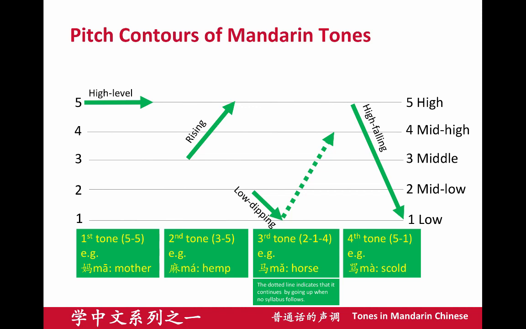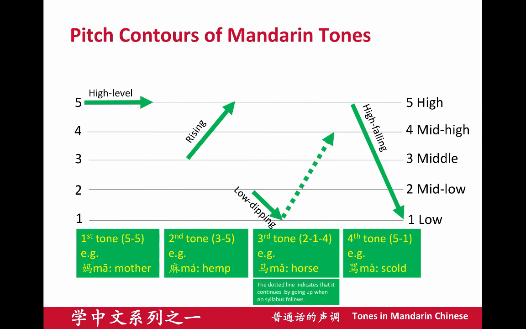There are 4 tones in Mandarin Chinese plus a neutral one. In this video, we'll mainly focus on the 4 tones. In the next video, we'll focus on the neutral tone. Tones are differentiated by their pitch height and contour. Pitch height is low or high. Contour is rising, falling, or dipping. So we'll use pitch contours to explain the 4 tones.